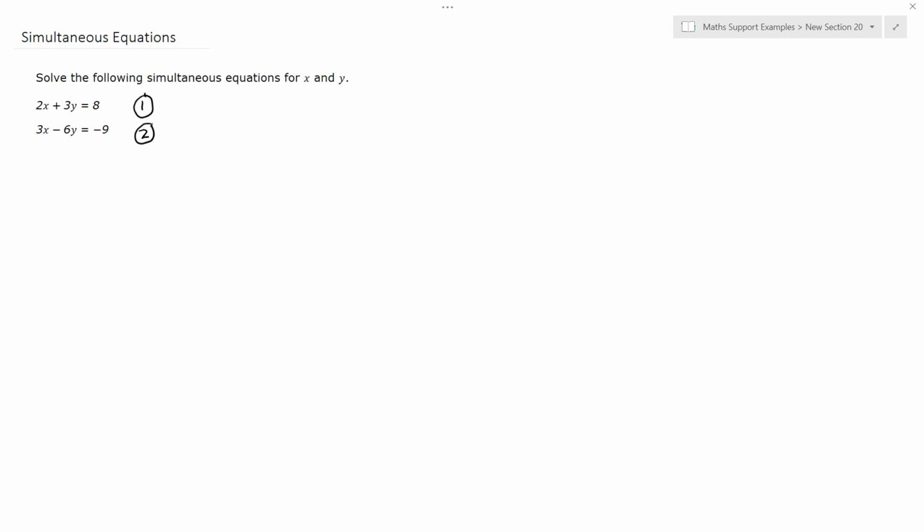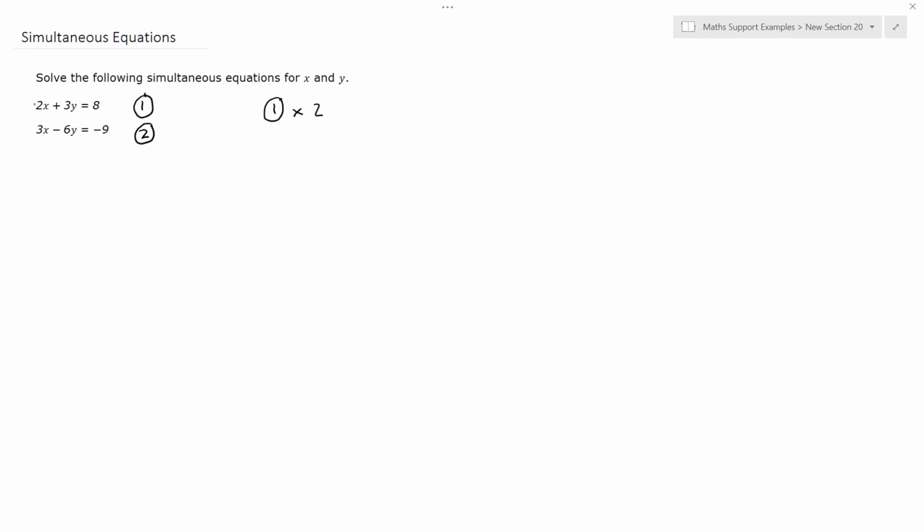To solve this pair of equations, I'm going to attempt to get either the coefficient of x to be the same or the coefficient of y to be the same. This is the elimination process. So you notice I have a 3y in equation number 1, and if we just ignore the sign for now, we have a 6y in equation 2. So you should notice that if I multiply equation 1 by 2, I will get a 6y, which is, ignoring the minus sign still, the same as what I've got in equation 2. So let's do that process.